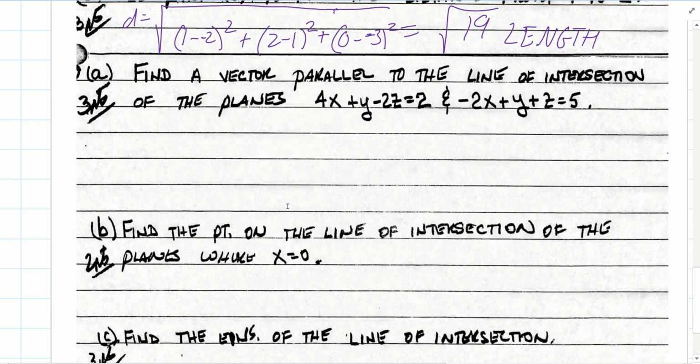Next problem is saying find a vector parallel to the line of intersection of planes 4x plus y minus 2z equals 2, and negative 2x plus y plus z equals 5. So the vector has to be parallel to the line of intersection of the planes. So again, think about it this way. We have two planes, and in the middle, hold up, we have some intersection line.